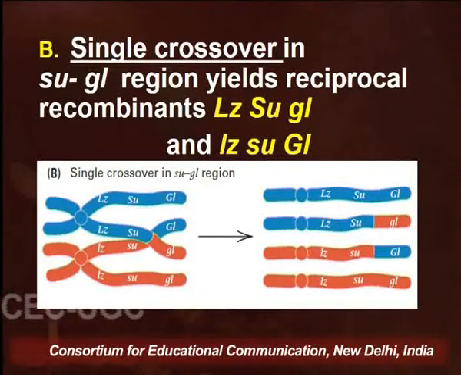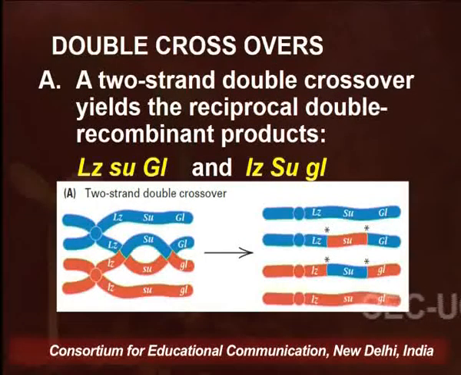Another possibility would be that the crossover is not between the LZ and SU, it is between SU and GL, and this also yields reciprocal recombinants of a different type. The third possibility is of a double crossover. In double crossover we find that there is a 2-strand double crossover which is going to yield reciprocal double recombinant products, as you can see on your screens, starting with capital LZ, small SU and capital GL, and likewise another one which is small LZ, capital SU and GL.